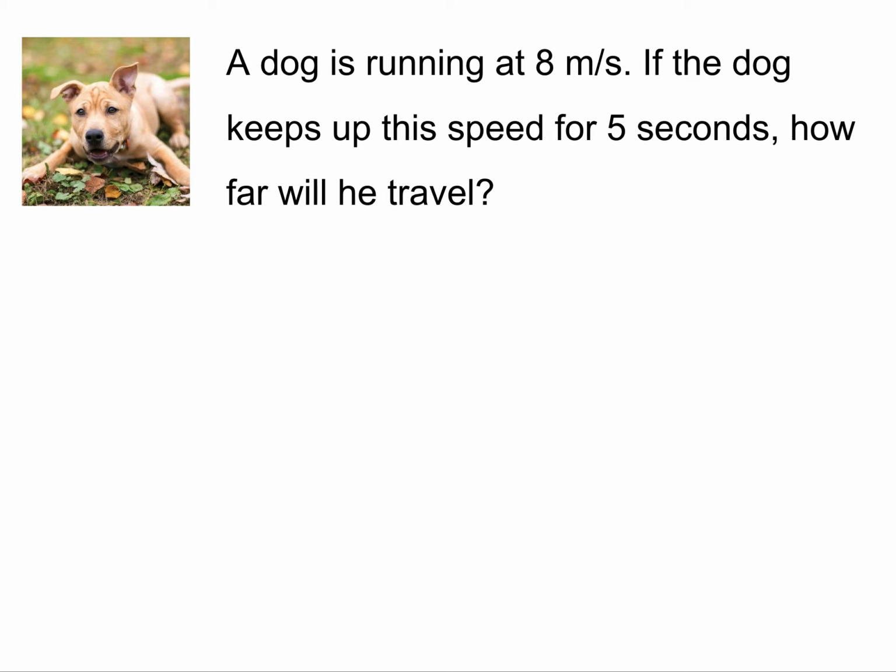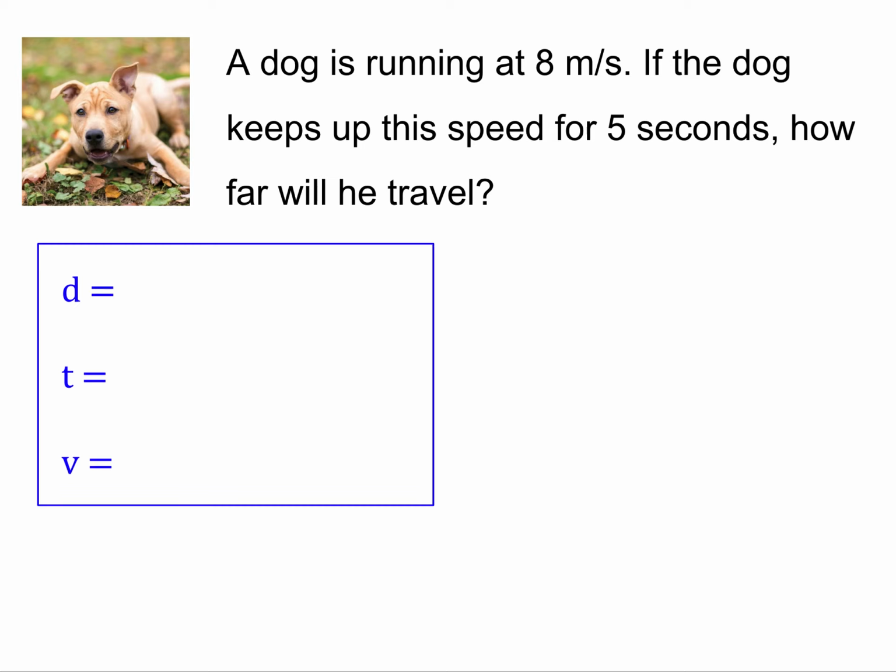Now in this third question, you might think, oh, it's about the same thing, except there's something very different here. A dog is running at 8 meters per second. So the 8 meters per second is already the speed. We've been given the value of speed. So this is going to have to be done a little bit differently. We are looking for how far the dog travels. We are looking for D. So the 8 meters per second is our value of V, the speed or the velocity. The dog is keeping up the speed for 5 seconds, so that's the time, t.